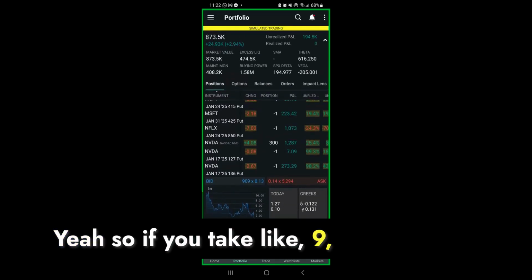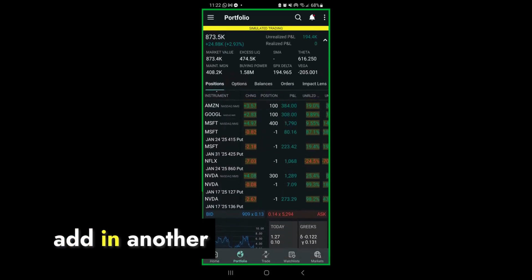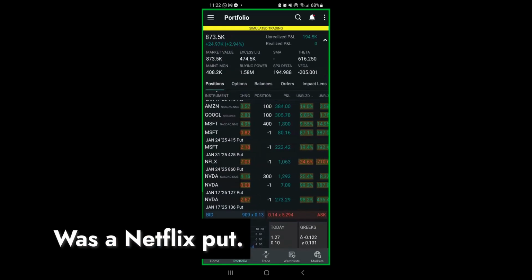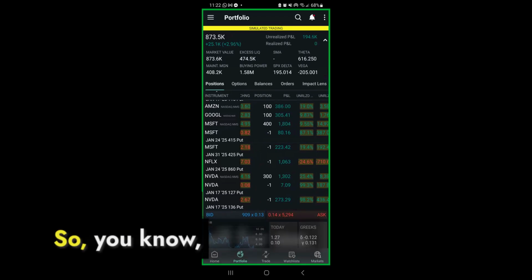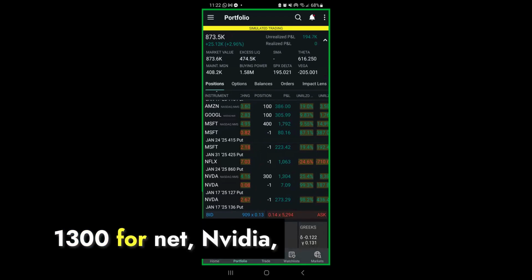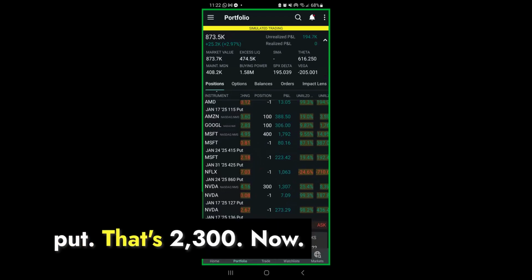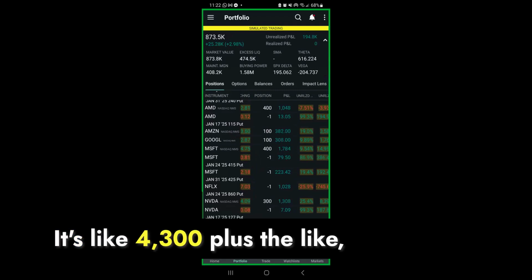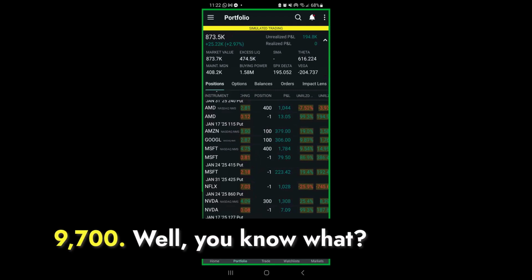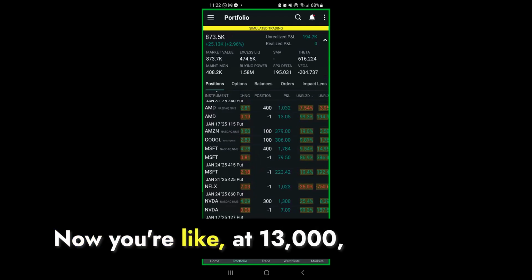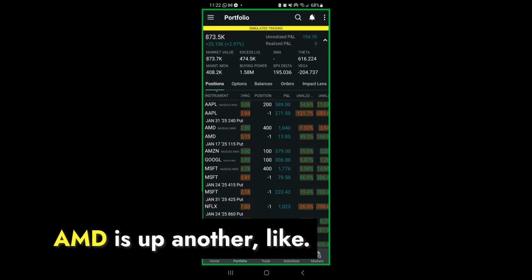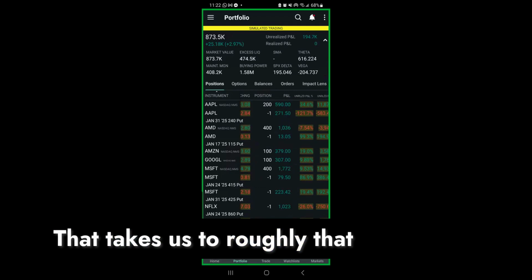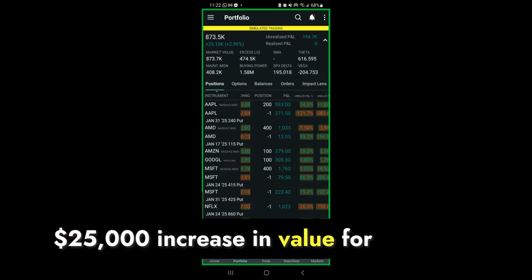Yeah, so if you take like $9,700 from Tesla, add in another, what was it, a Netflix put that's doing well for me. So 1,300 for Nvidia, another 1,000 on this Netflix put. That's 2,300. Another, let's call it almost 2,000, it's like 4,300, plus the like 9,700. Well, now you're at $13,000, $14,000, right? AMD's up another bit, so now you're at $15,000, $16,000. That takes us to roughly that $25,000 increase in value for today.